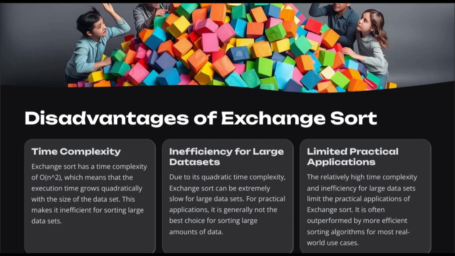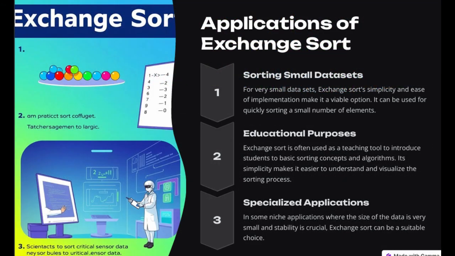Limited practical applications. The relatively high time complexity and inefficiency for large datasets limit the practical applications of exchange sort. It is often outperformed by more efficient sorting algorithms in most real-world use cases. Applications of exchange sort. 1. Sorting small datasets. For very small datasets, bubble sort's simplicity and ease of implementation make it a viable option. It can be used for quickly sorting a small number of elements.